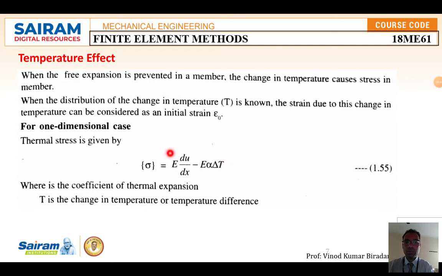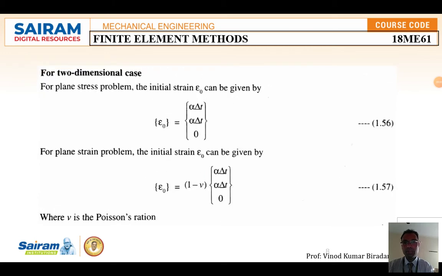So this we have to remember, give equation number 1. Here alpha is the coefficient of thermal expansion, and delta T is the change in temperature. This is the case of a one dimensional element. So you have to remember only: stress is equal to E, the material property, du by dx, minus E alpha delta T.